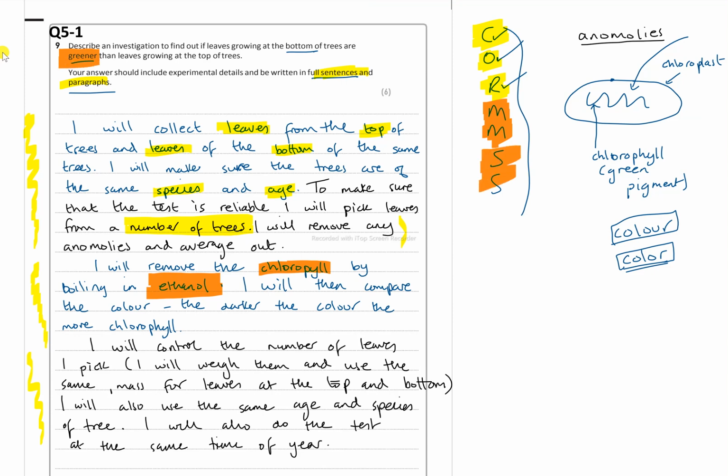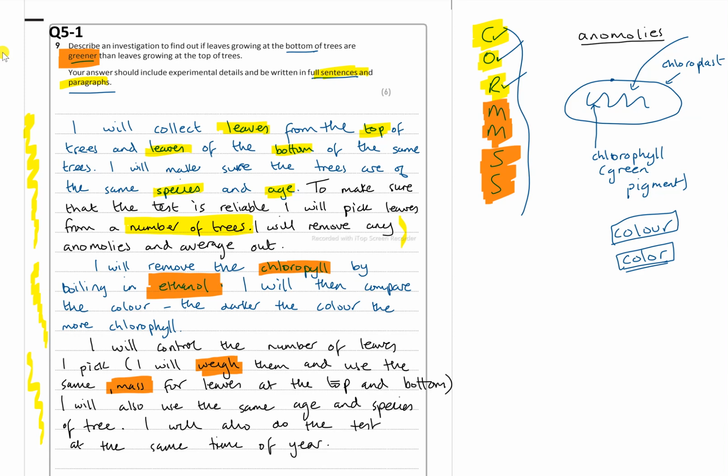Right, and then what we're going to keep the same to make the test fair. I will control the number of leaves I pick. So it's no good picking 10 leaves from the top and 2 leaves from the bottom, or 5 big leaves from the top and 5 small leaves from the bottom. You've got to make it fair. So what I'll do is I will weigh them and use the same mass. So I'll pick 100 grams of leaves from the top and 100 grams of leaves from the bottom, for example.